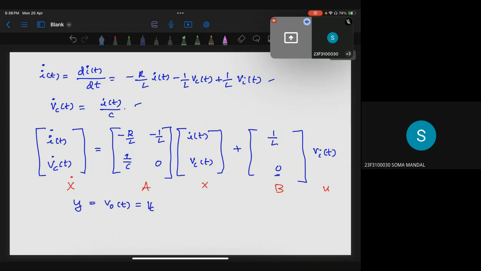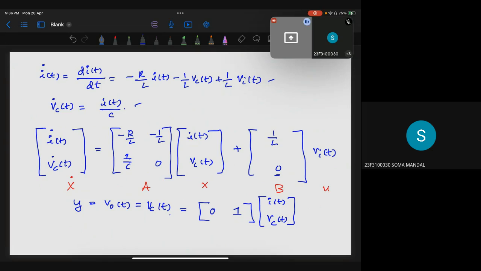That is nothing but Vc of t only. So how could I write this? I of t, Vc of t. So simply I can write it like 0, 1, and I'll get Vc of t because of this multiplication.